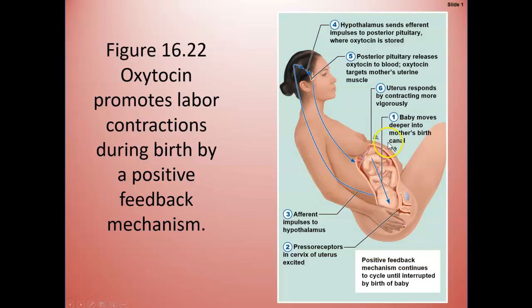Okay, so here you can see the baby is moving deeper into the birth canal, which stimulates pressure sensors, that's the pressure of the baby on the uterus. Remember the cervix is right down there. It sends signals up to the hypothalamus. The hypothalamus says, oh, there's increased pressure here. So it's going to send impulses to the posterior pituitary where oxytocin is stored. And that's going to release oxytocin, which is going to go to the uterus, which is going to cause increased contractions, which is going to push the baby further down, which causes more pressure, which keeps the signal loop increasing.